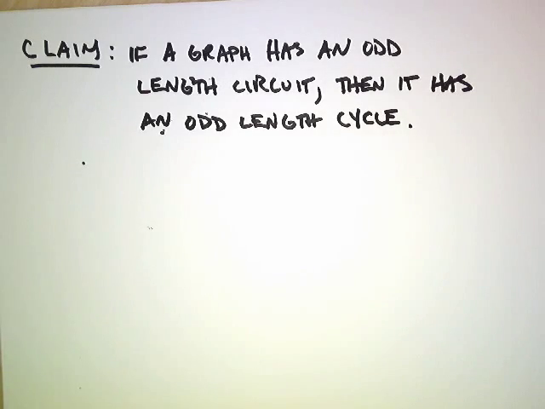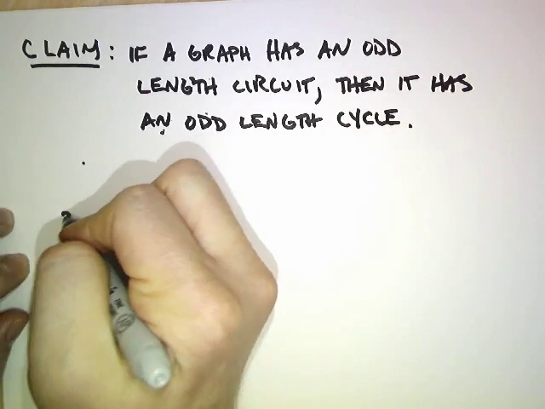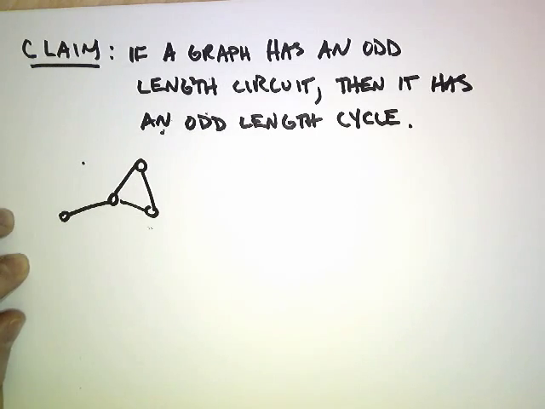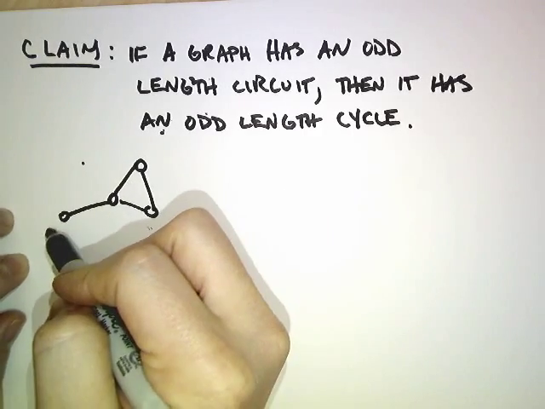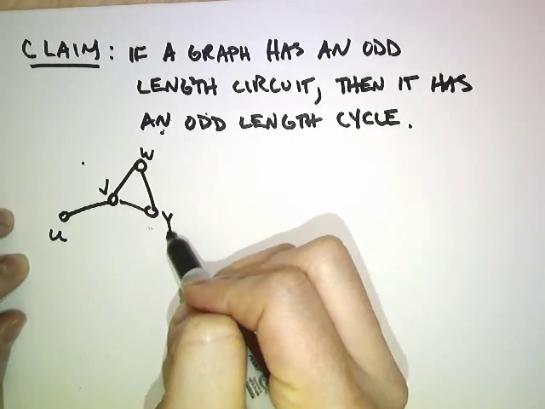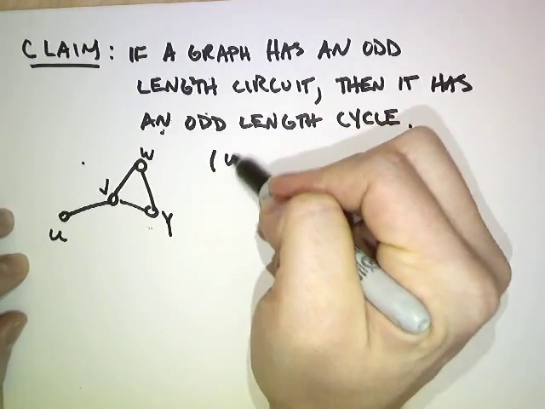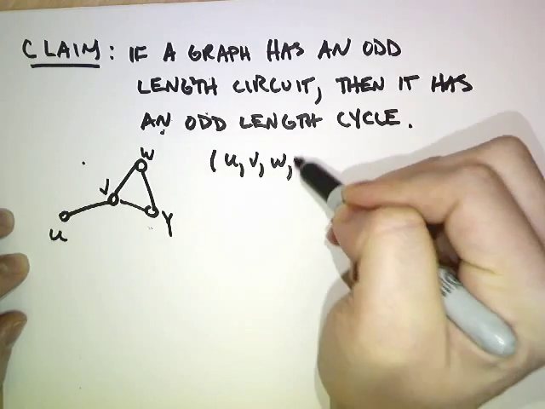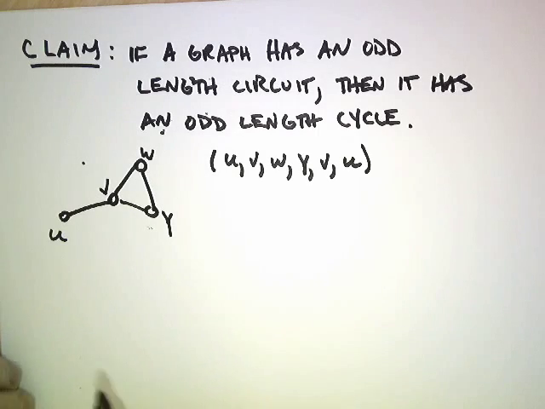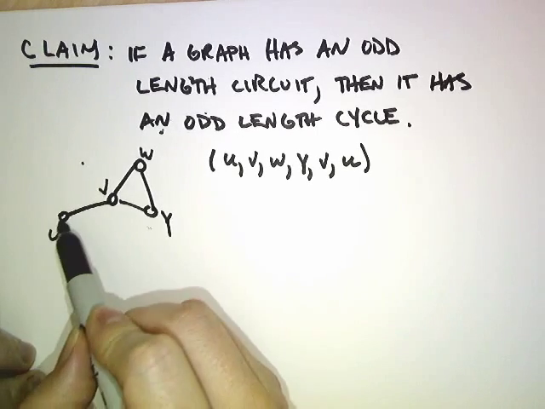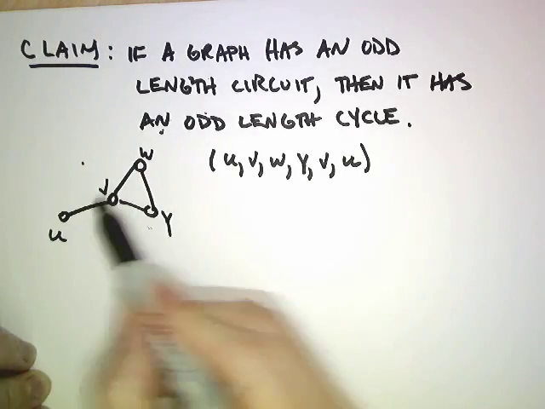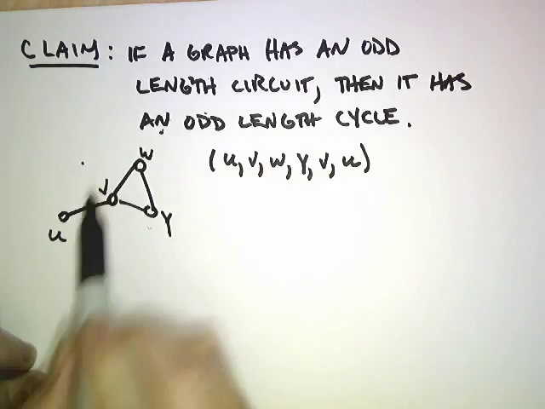So let's see what this claim even means. Take a graph that looks like this and consider the following circuit. Let's call this U, V, W, and Y. If we look at the circuit U, V, W, Y, V, U, you'll notice that this is a circuit. It starts at U, it traverses a path, it ends up back at U, but it's not a cycle because we've repeated the vertex V here.